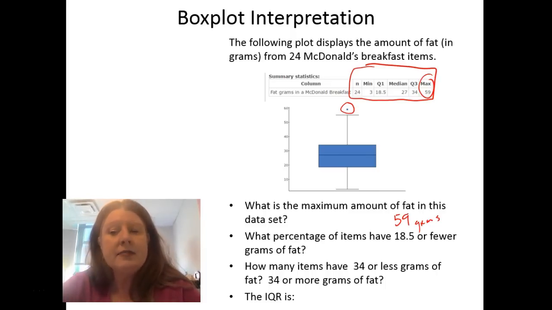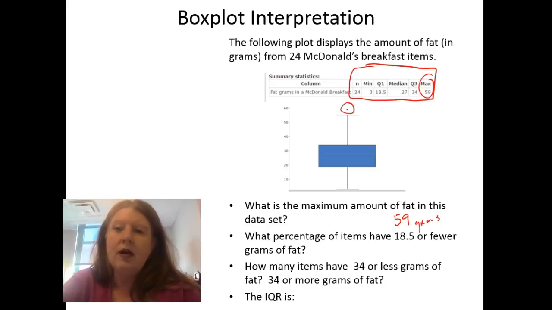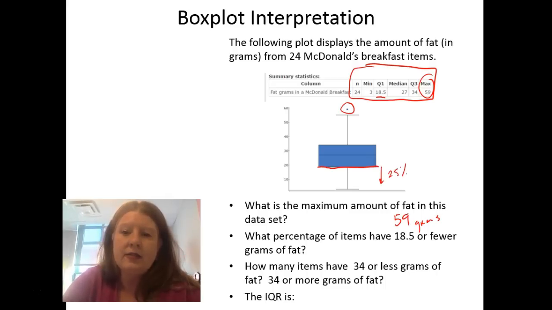What percentage of items have 18.5 grams of fat or fewer? So here we can see 18.5 is at quartile 1. And hopefully you're remembering that quartile 1 is the 25th percentile. 25% of our data falls below quartile 1. So the answer here would be 25%.